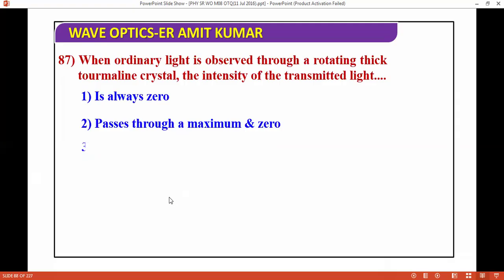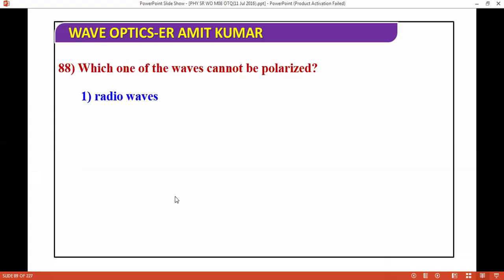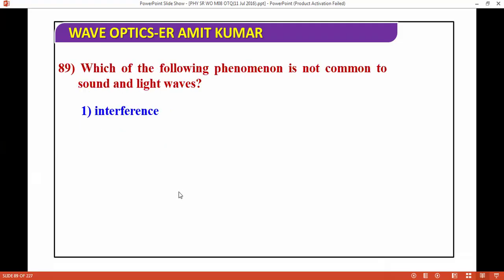So here ordinary light is observed through the rotating tourmaline crystal, so the intensity of the transmitted light remains the same. Next question: which one of the following waves cannot be polarized? Longitudinal waves cannot be polarized. Next one: which of the following phenomena is not common to sound and light waves? Ultraviolet, diffraction, polarization, and reflection.